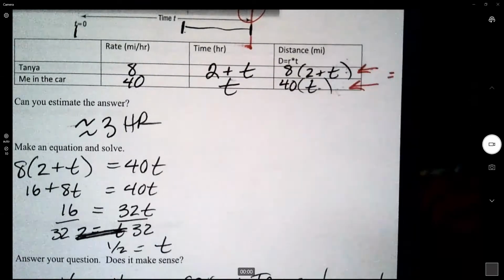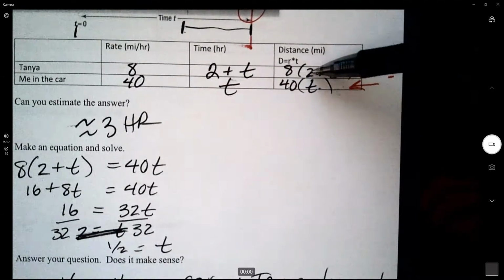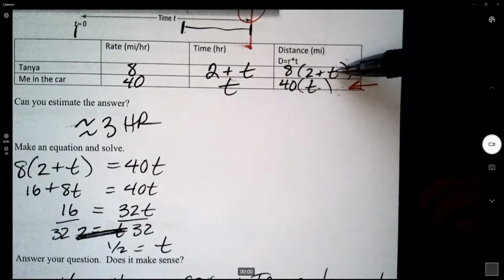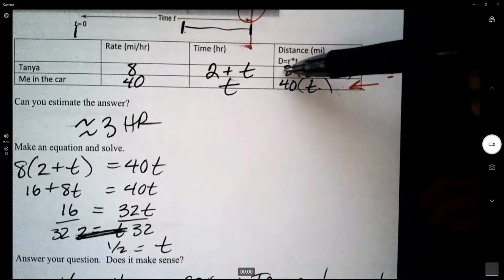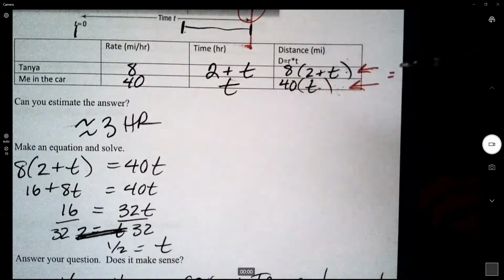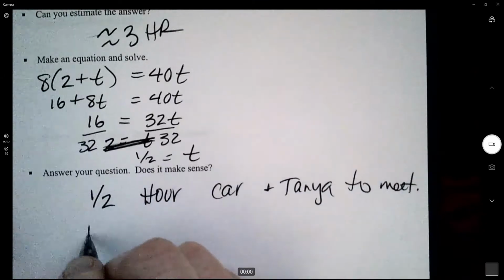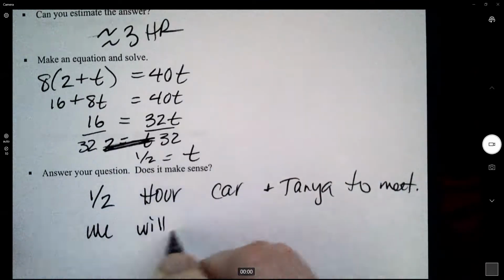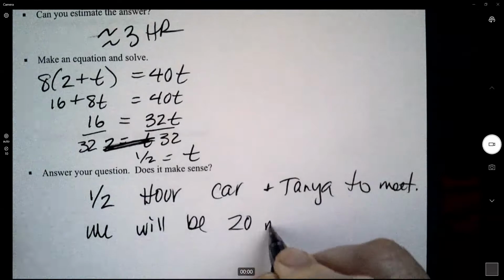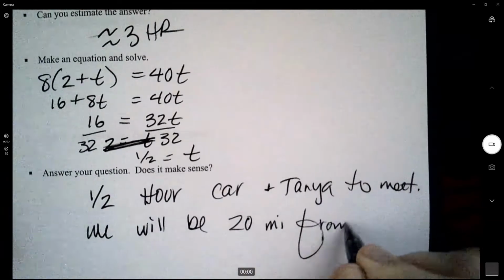It should be the same for Tanya. If Tanya travels 2.5 hours, 2.5 times her rate of 8 miles an hour, 8 times 2.5 is 20 miles from home. So down here, I would say we will be 20 miles from home.